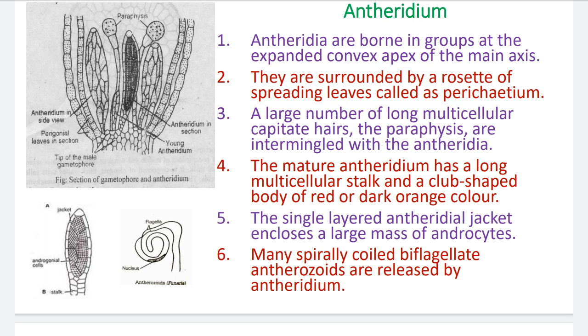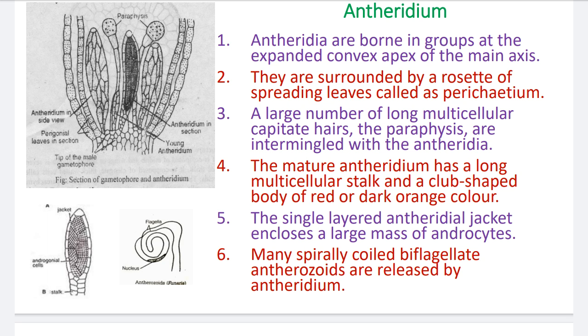Okay. Number 4, the mature antheridium has a long multicellular stalk. Mature antheridium has a long multicellular stalk and a club-shaped body. The body of the antheridium is club shaped. Okay, red or dark orange color. The color of the antheridium is red or dark orange.